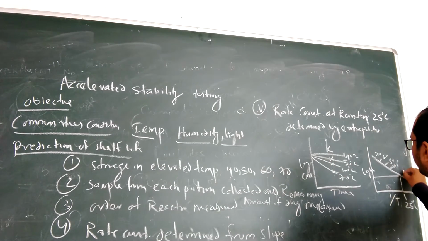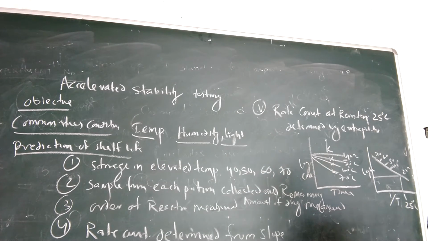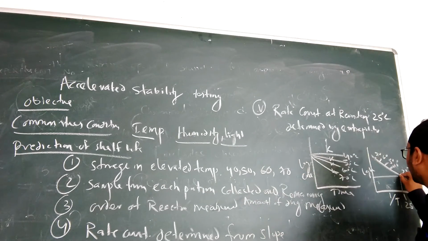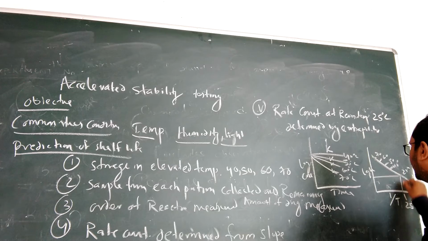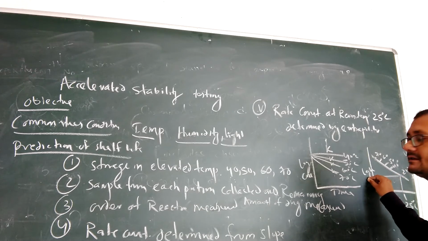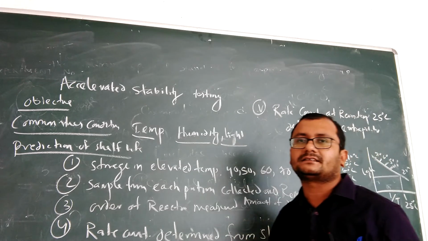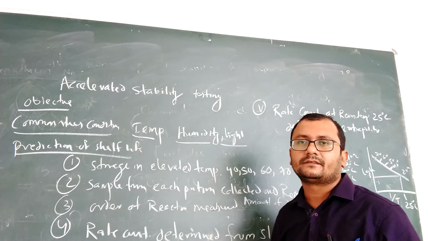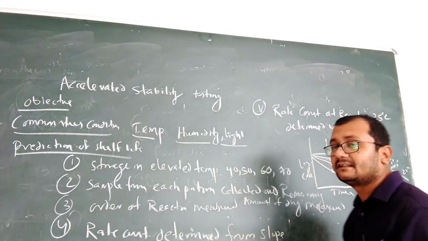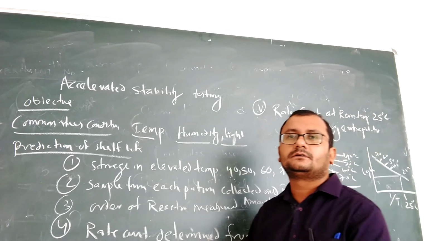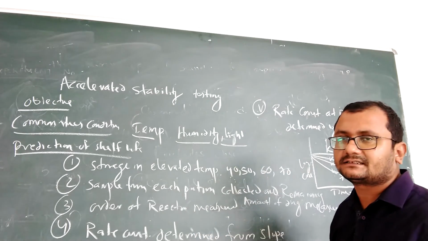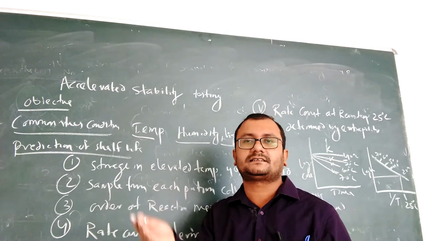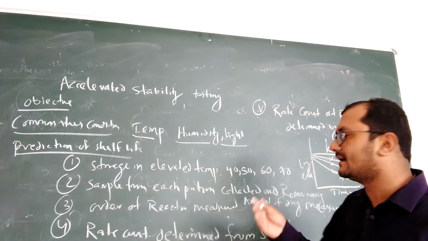to 25 degree Celsius, because we are putting it in the Arrhenius equation, we have to extrapolate this line to 25 degree Celsius. And 25 degree we are taking because it's room temperature; we keep the medicine at room temperature, not always outside. So that's why we need to know the shelf life of the drug at room temperature, not elevated temperature. We only elevate the temperature to get the result very fast.